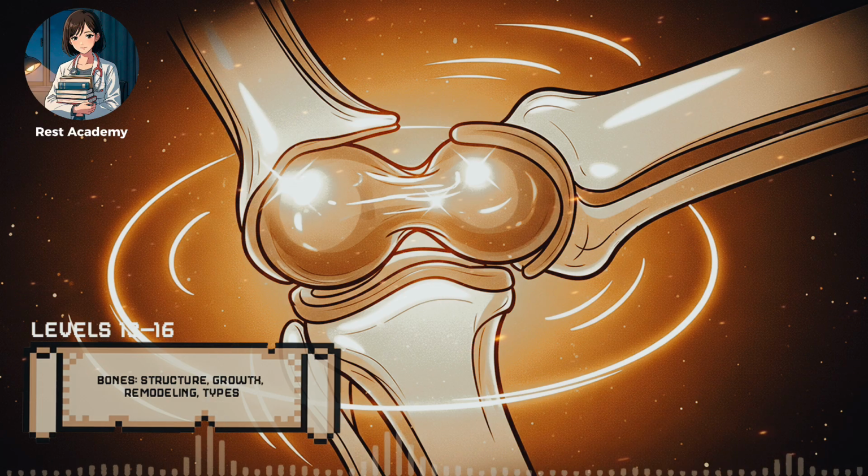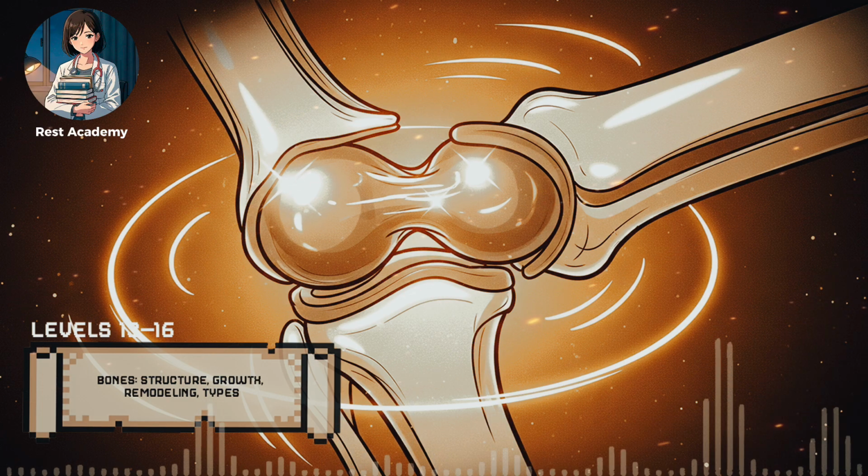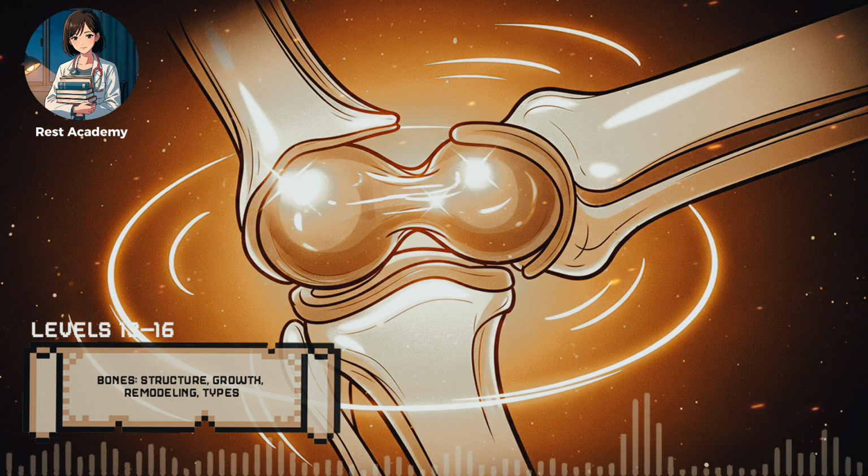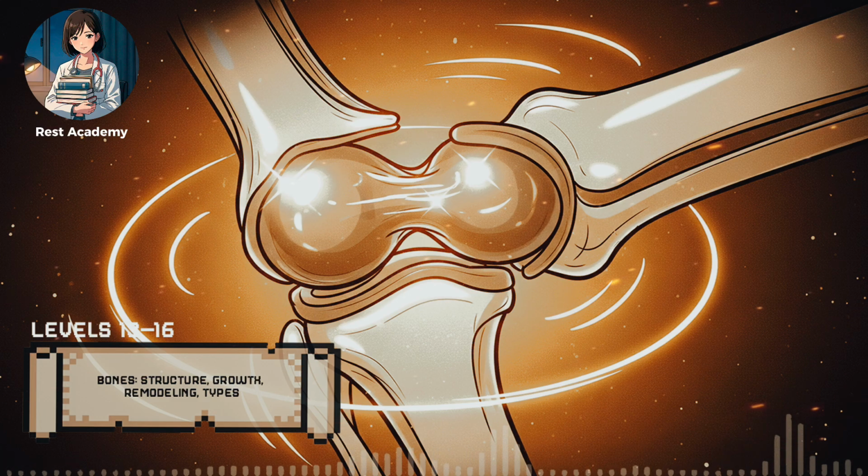Structure first. Bone is a composite material. An organic matrix of type I collagen fibers provides tensile strength and flexibility, while inorganic crystals of calcium phosphate, chiefly hydroxyapatite, stiffen the matrix against compression. The partnership matters. Collagen without mineral bends, mineral without collagen shatters. The composite resists both. Two architectural arrangements distribute this material.